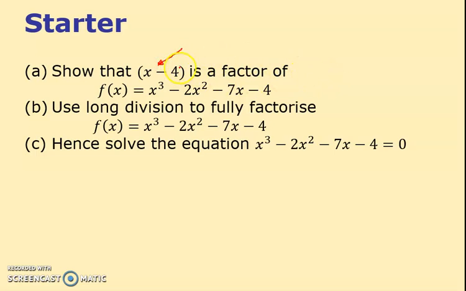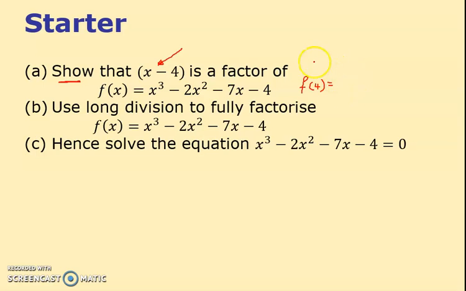Now, in order to show that x minus 4 is a factor, there is a trick: you basically just put the opposite of the minus 4 into the function. So I'll do f of 4. If the answer is 0, then it's a factor. If it's not 0, it's not a factor. So let's work it out.